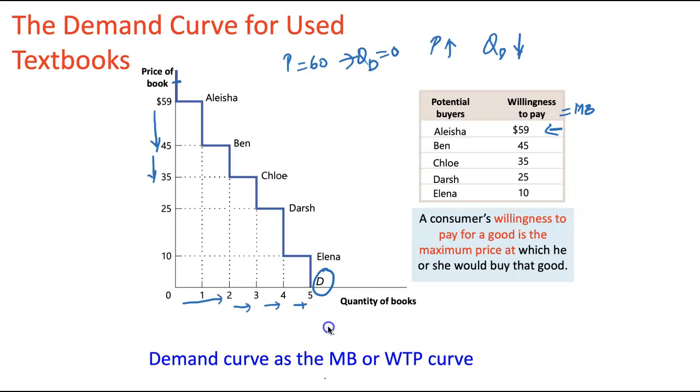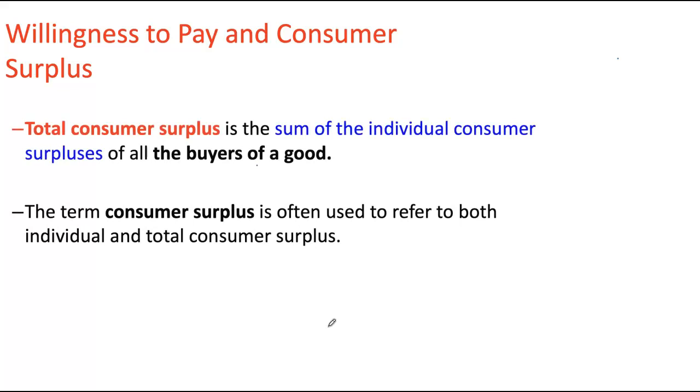Now remember, consumer surplus is the net gain to each consumer who purchases the good, and total consumer surplus would simply be the summation of all of these individual consumer surpluses. The term consumer surplus can be used both for individual consumer surplus and also for the total consumer surplus.